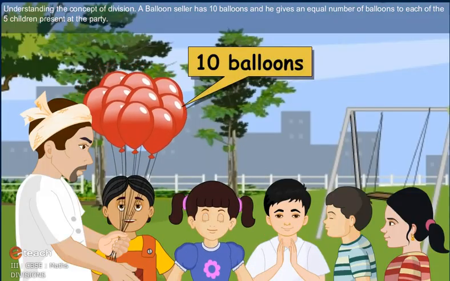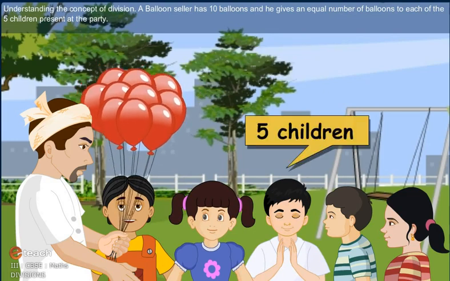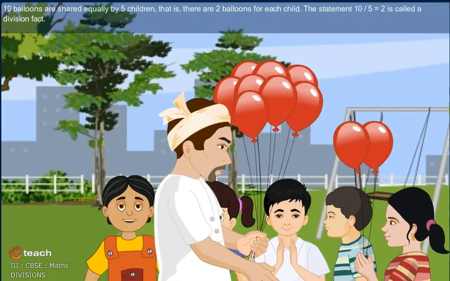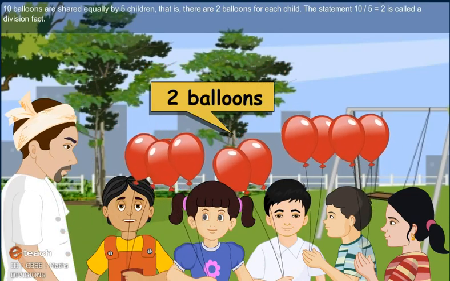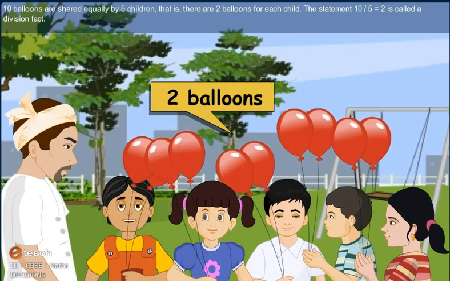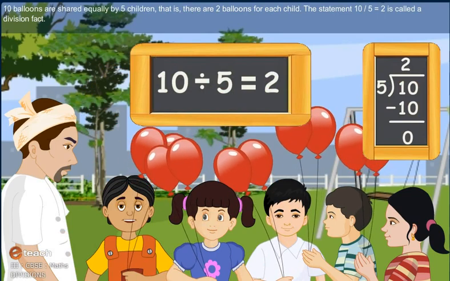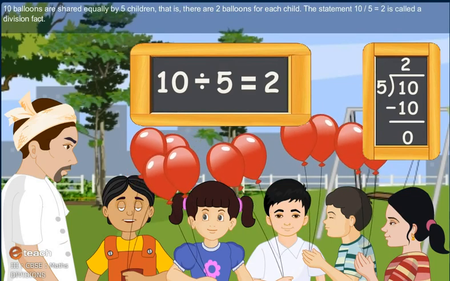A balloon seller has 10 balloons and gives an equal number of balloons to each of the 5 children present at the party. 10 balloons shared equally by 5 children. That is 2 balloons for each child. The statement 10 divided by 5 equals 2 is called a division fact.